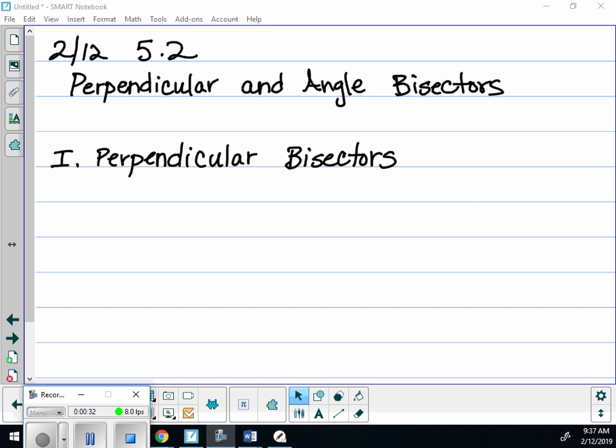So before we can get into some of the special properties about perpendicular bisectors, we need to define the word equidistant. What do you think the word equidistant means? Same distance, equal distance, absolutely.